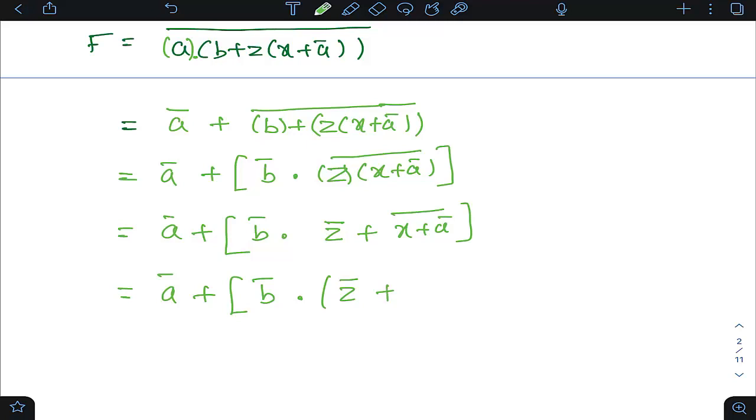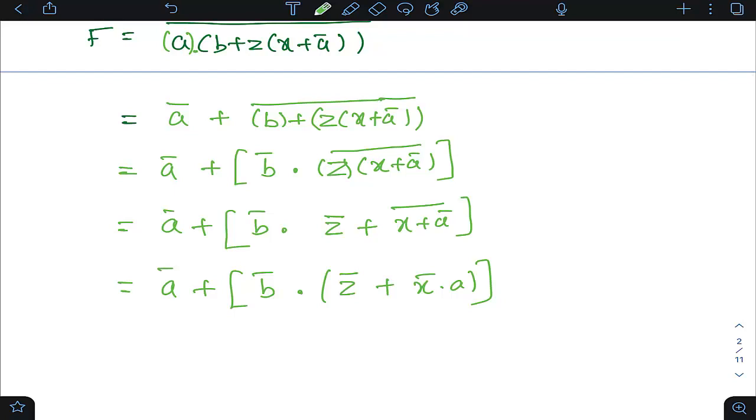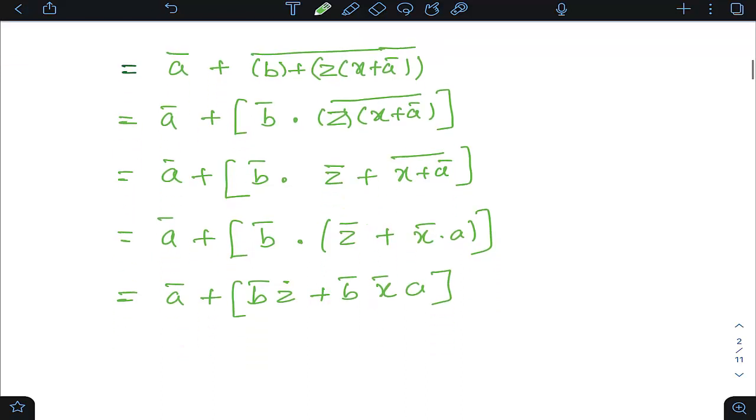If you remove this complement again, it will be X bar dot A, X bar dot A. Yes or no? X bar dot A. So now you can again simplify this. This is your A bar plus B bar Z bar plus B bar X bar A. So this can be written as B bar Z bar, students, okay?